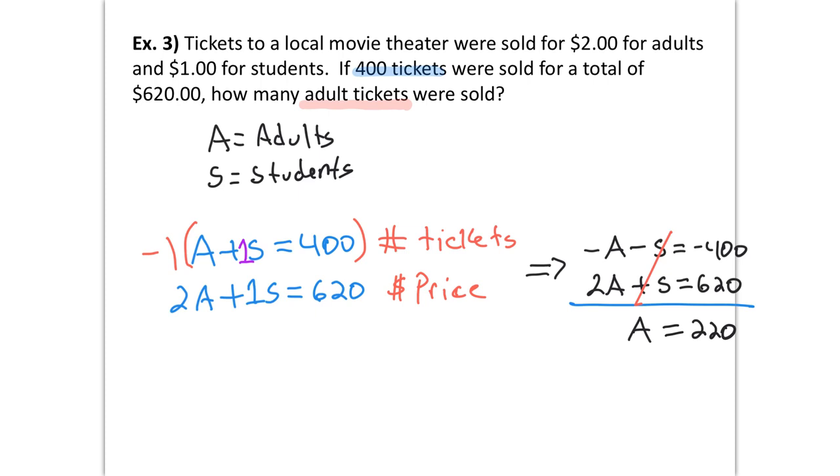So the question was, how many adults tickets were sold? 220 tickets. Can you use common sense and find how many student tickets were sold? Yeah, just take that number 220, subtract from 400, and you will get the answer for students. But right now we're just looking for adults.